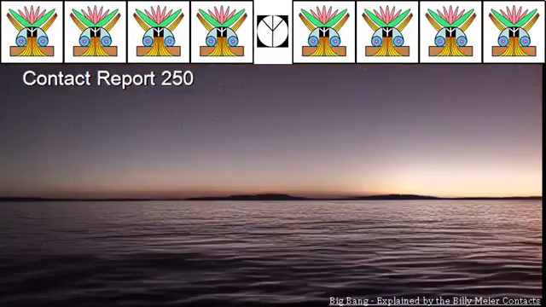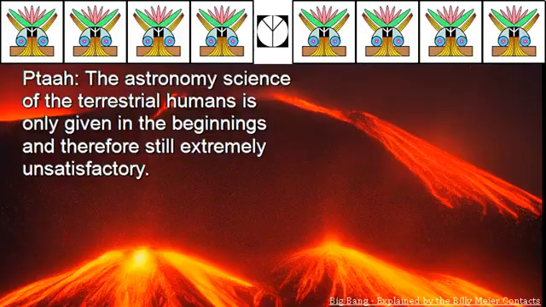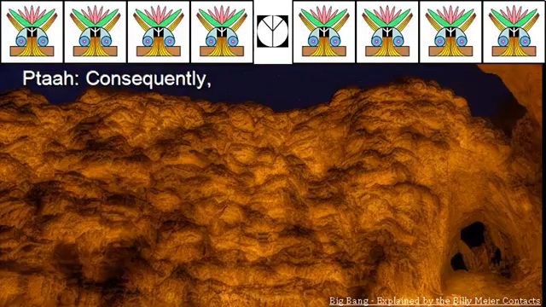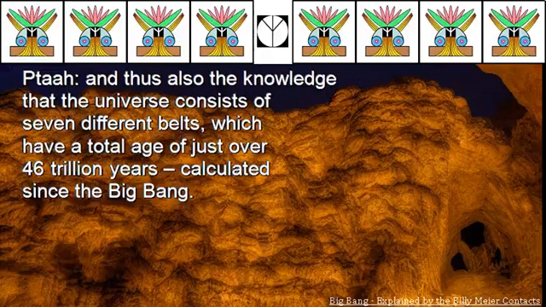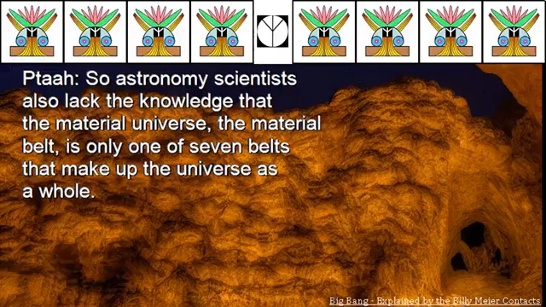Contact Report 250. The astronomy science of the terrestrial humans is only given in the beginnings, and therefore still extremely unsatisfactory. Consequently, scientists also lack the basic knowledge of the structure of the universe, and thus also the knowledge that the universe consists of 7 different belts, which have a total age of just over 46 trillion years, calculated since the Big Bang. So astronomy scientists also lack the knowledge that the material universe, the material belt, is only one of 7 belts that make up the universe as a whole.